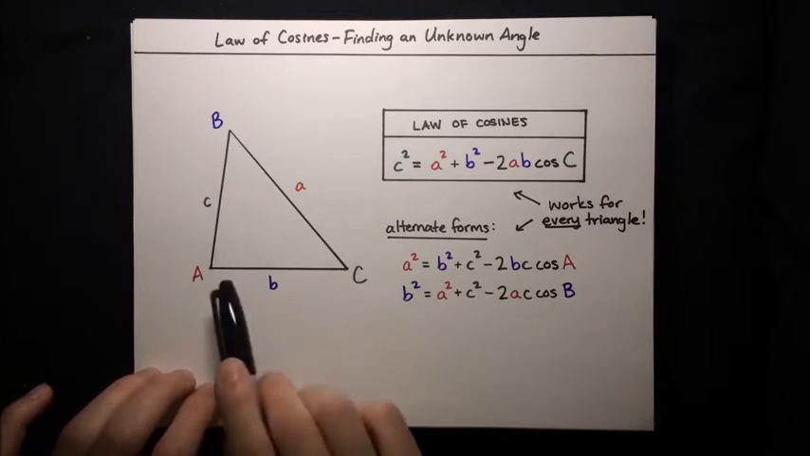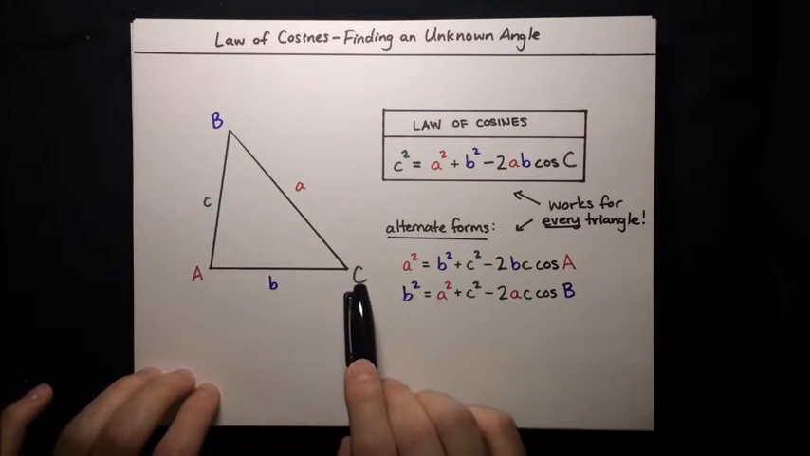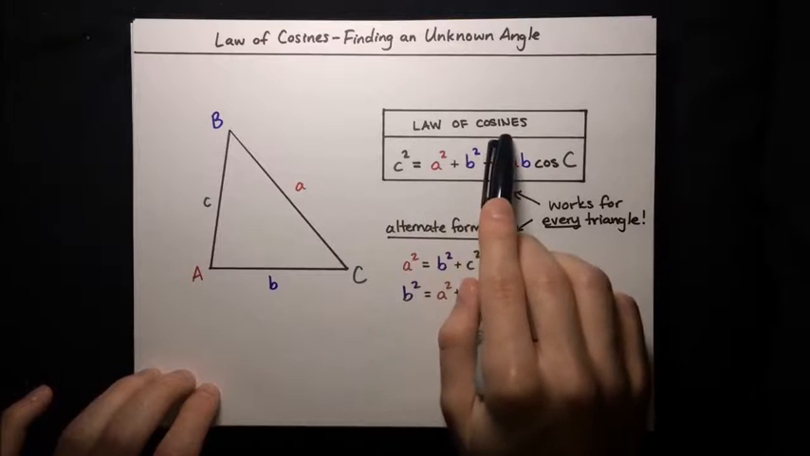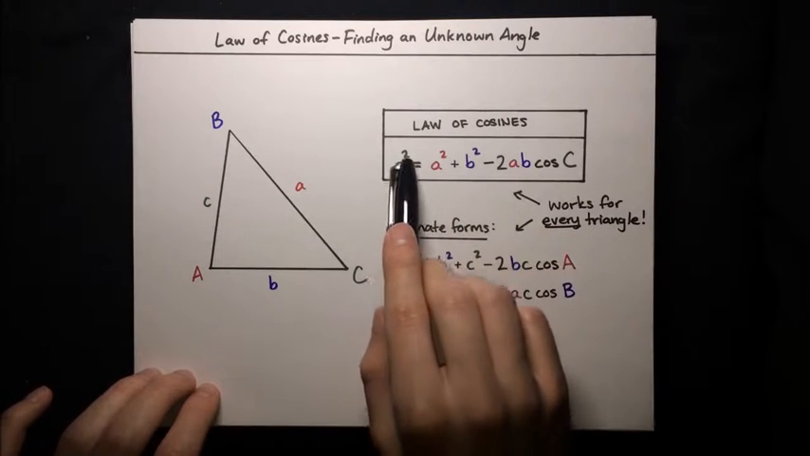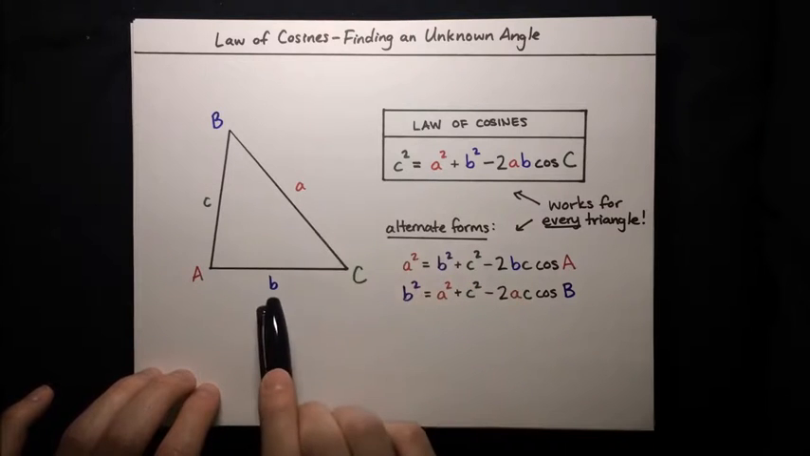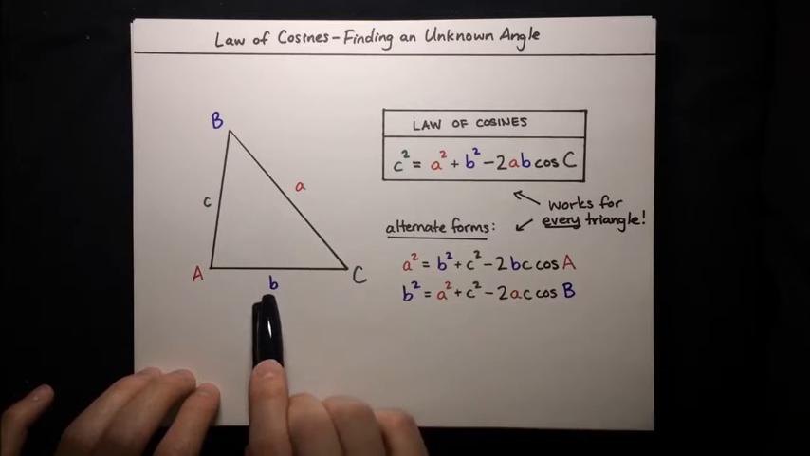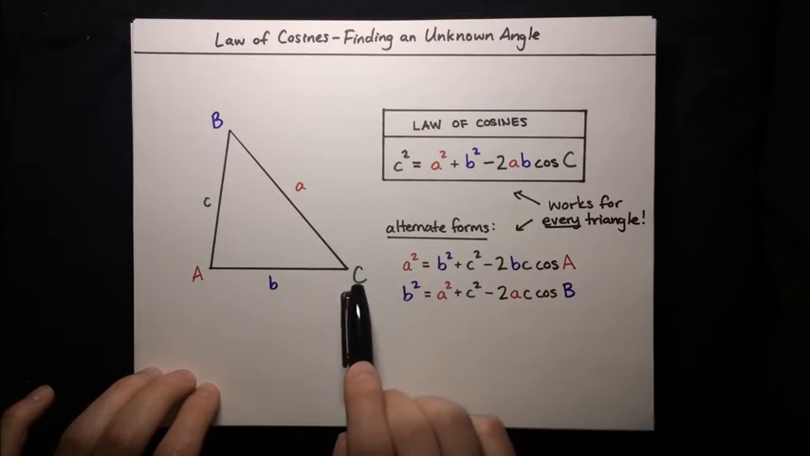And for this triangle, we have a relationship between the sides and one of the angles, and it's called the law of cosines. And it goes like this: c squared, the side c squared, is equal to a squared plus b squared, those sides, minus 2 times a times b, times cosine of angle C.